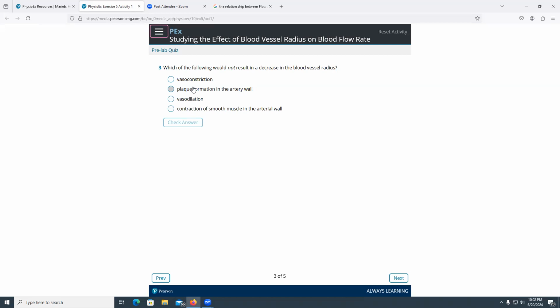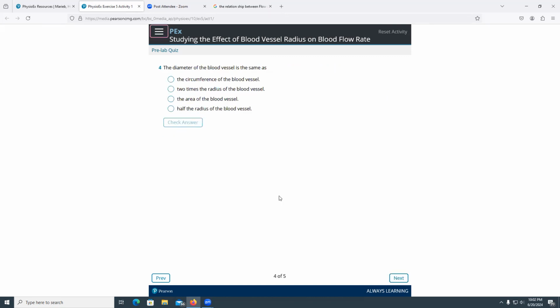So let's move on to which of the following would not result in a decrease in blood vessel radius. Obviously, vasoconstriction is going to decrease the blood vessel radius. A plaque in the artery wall is going to decrease the room for the passing of the blood, obviously making the radius really small. Vasodilation is the opposite of vasoconstriction, so now you're making the blood vessel radius really wide. So that's definitely the wrong answer. Contraction of the smooth muscle in the arterial wall represents for us vasoconstriction.